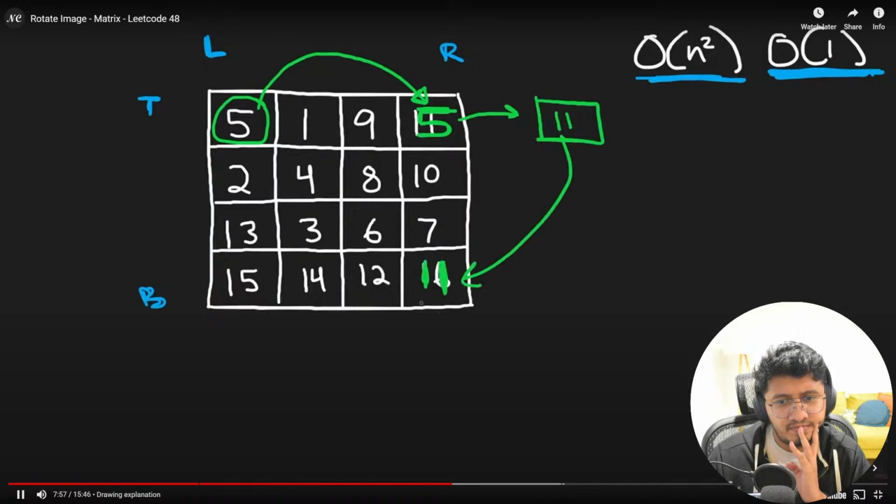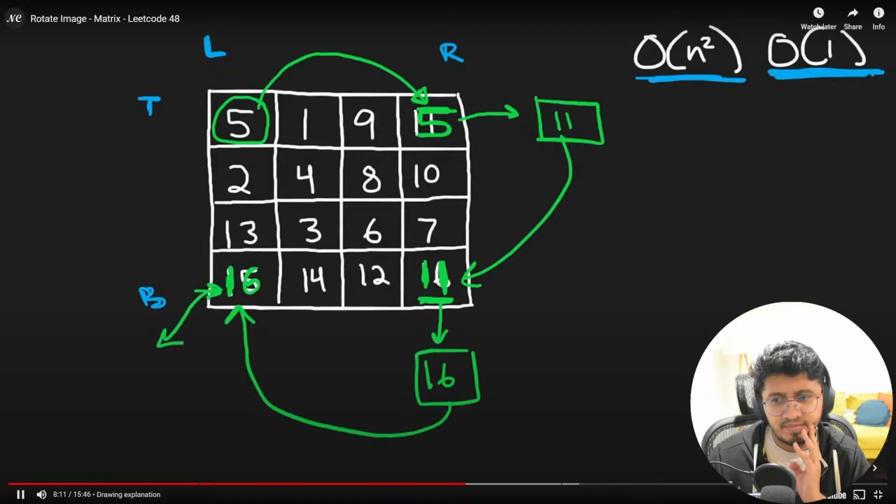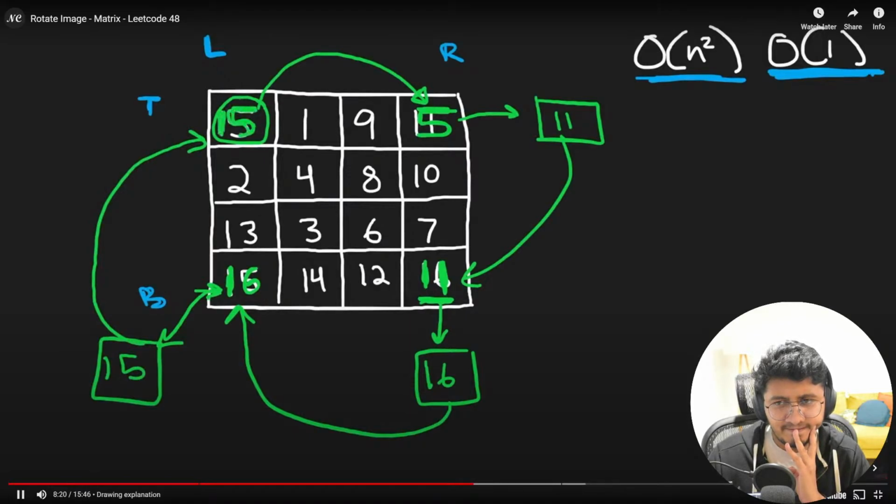But what happened to the 16 that was over here? Well, we have to put that in a temporary variable, a 16, and then move that 16 over here. So let's replace this with a 16. But what happened with the 15 that was over here? Well, we moved that to a temporary variable. And now that temporary variable 15 is going to be placed over here. So the 15 is here, and we don't have to move the 5 to a temporary variable because we already put it over here.